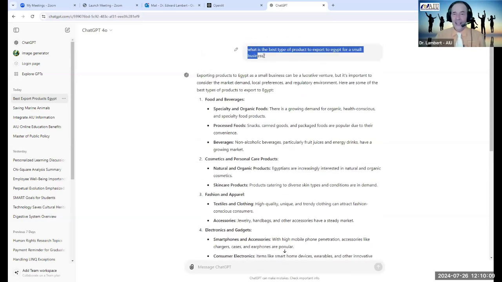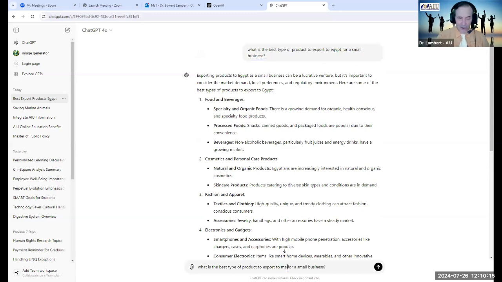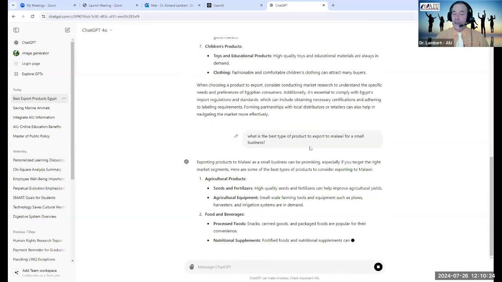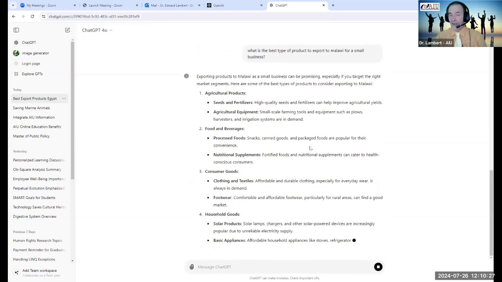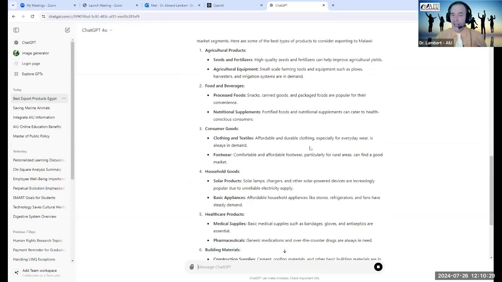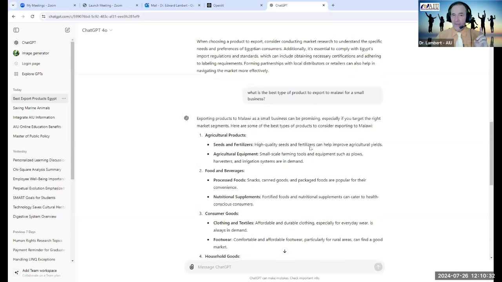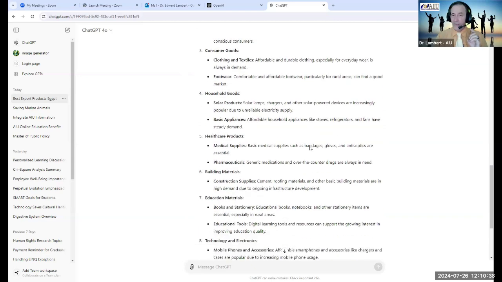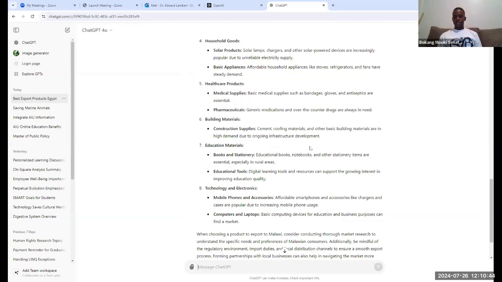And I'm just going to take this, copy that, put it down here, and now change Egypt to Malawi. Now let's see if we get a different answer, right? Agricultural product. Now it's talking about seeds and fertilizers are more important. Food and beverages, of course. Clothing, textiles, footwear. It didn't mention that in Egypt. It didn't mention footwear, but in Malawi, yes, footwear. Solar products, solar lamps, chargers, medical supplies and pharmaceuticals. Bokang, that might be something you have connections into.